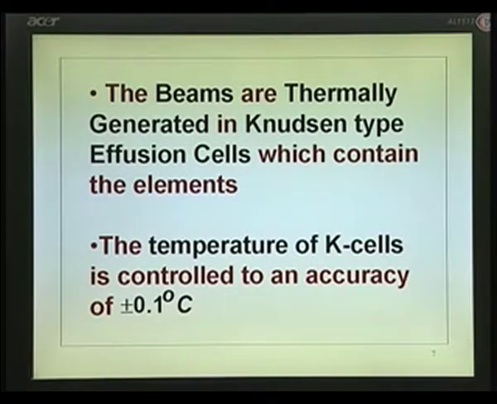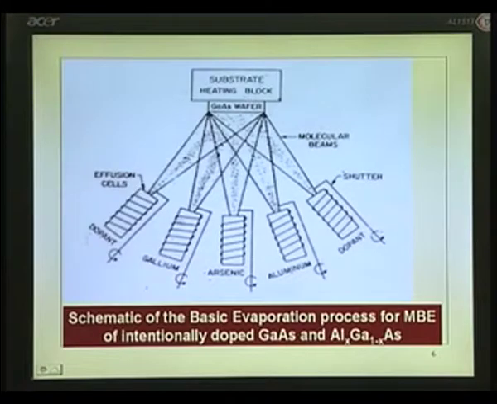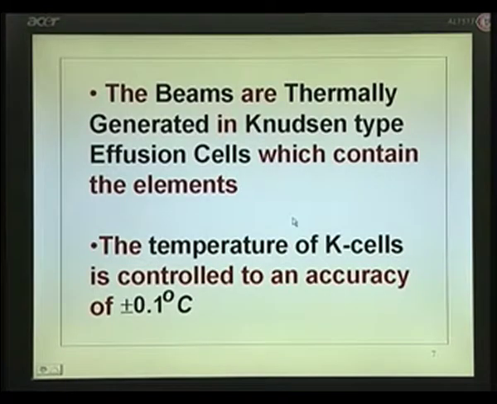Now, the beams are thermally generated in the Knudsen type effusion cells which contain the elements. That is, these cells contain gallium, arsenic, aluminum, all sorts of things which you want, plus dopants. The temperature of the K cells is controlled to an accuracy of plus or minus 0.1 degrees centigrade, because that controls the flux of the molecules or atoms.